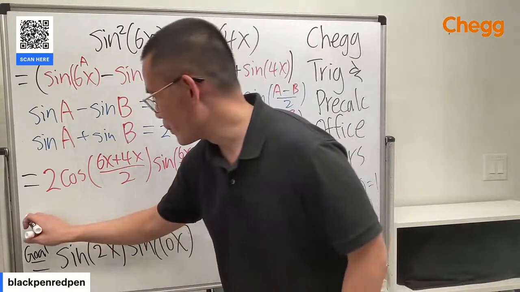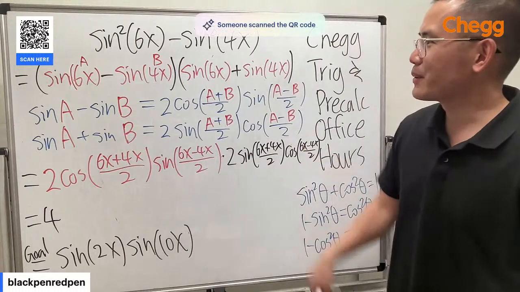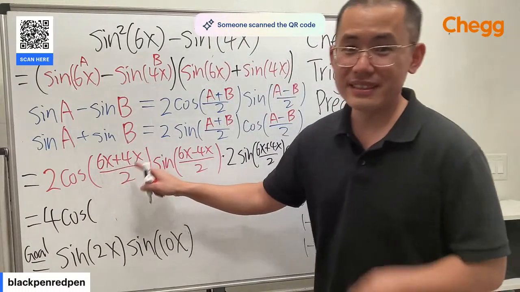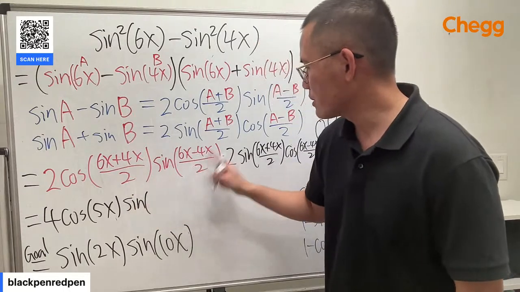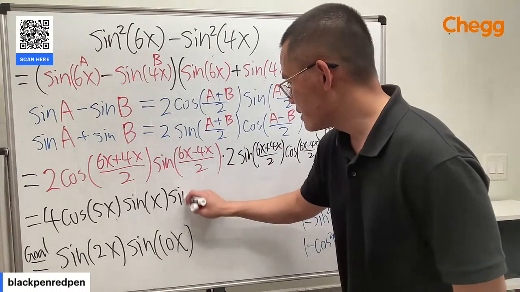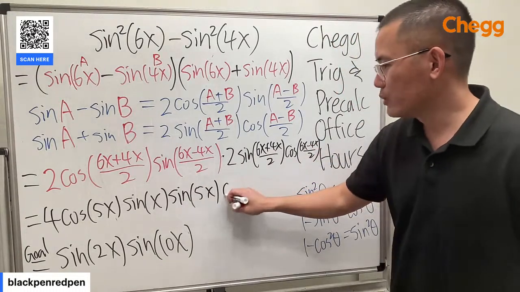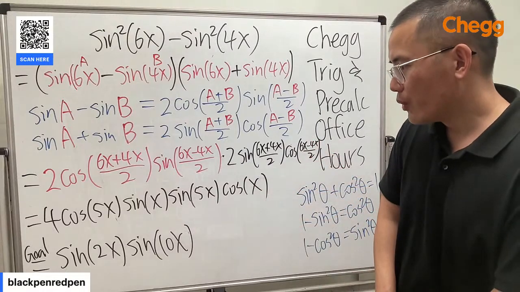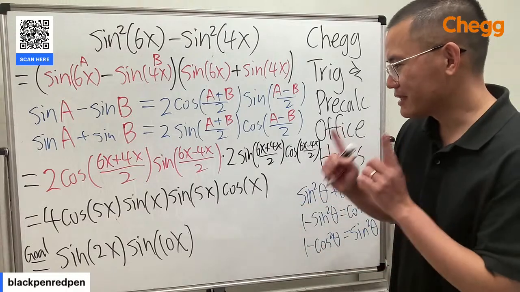Okay, so now let's see what we have. Firstly, 2 times 2 is 4. I don't know, but one second, let me just see what we have. This is cosine, that's 10x divided by 2, so we have 5x. And then this right here is sine of 2x over 2, which is just x. And then we have another sine, and that's 10x over 2, which is 5x. And then that's cosine of 2x over 2, which is just x. So that's what we have. And then I think I see what's going on.